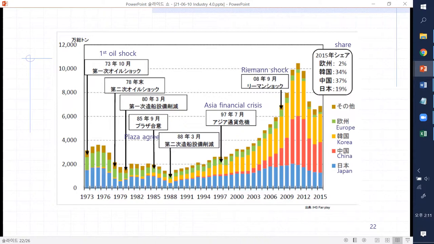Right-hand side, you see that at the bottom, blue color is Japan, red color is China, yellow color is Korea, green color is Europe altogether, and then brown color is the remaining countries. And at the right hand top, the market share in 2015 is China 37, Korea 34, Japan 19, and Europe 2%.